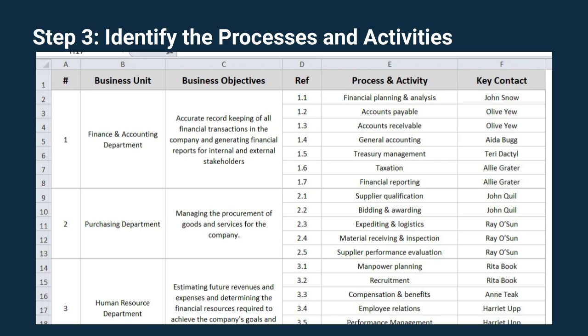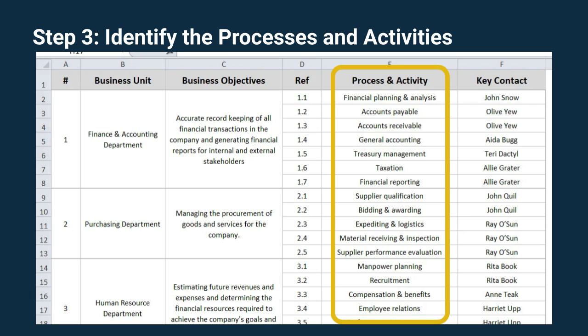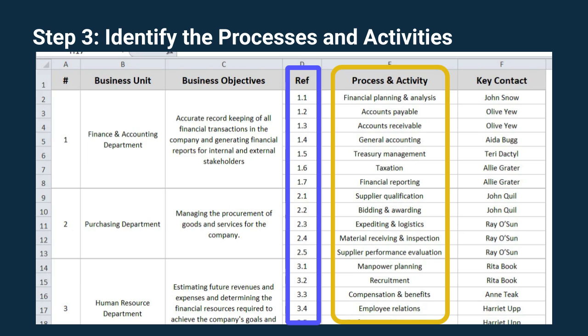Once you have identified the processes and activities, continue to build the audit universe by documenting these processes and activities against each business unit or function as shown here. It is also good to put a reference to each process for identification. This will be useful in the next step.